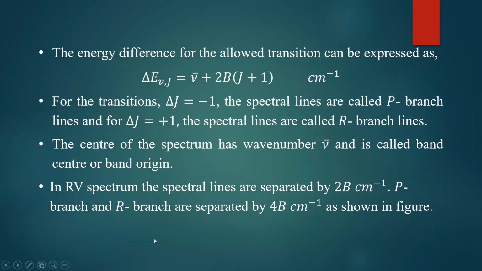And the P branch and R branch lines are separated by 4B centimeter inverse. The first line of the R branch and the first line of the P branch are separated by 4B centimeter inverse, the wave number unit. Okay, and that has to be remembered. You remember in the RV spectrum, the spectral lines are separated by 2B centimeter inverse. If you know this separation between the lines, you can find the value of B, and hence you can find the moment of inertia and the internuclear distance. So that is about the RV spectrum.